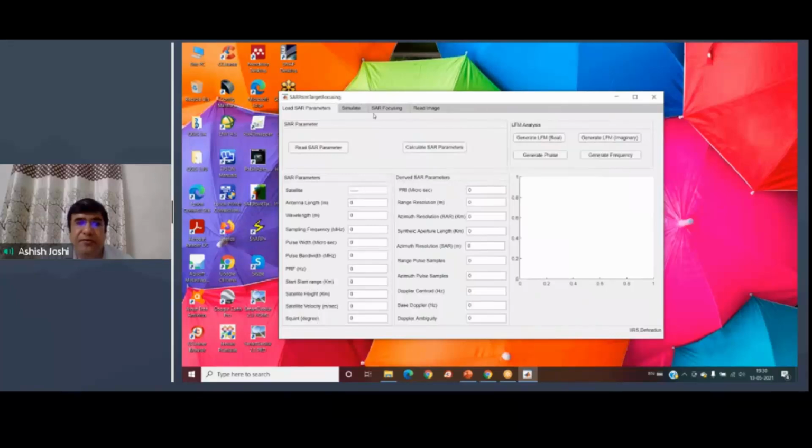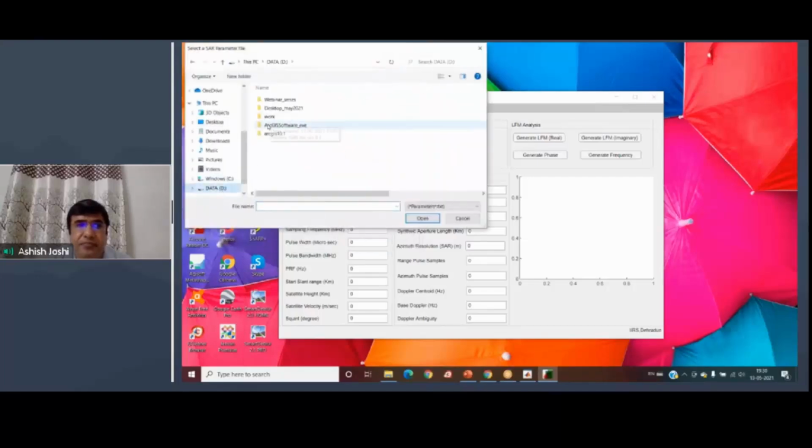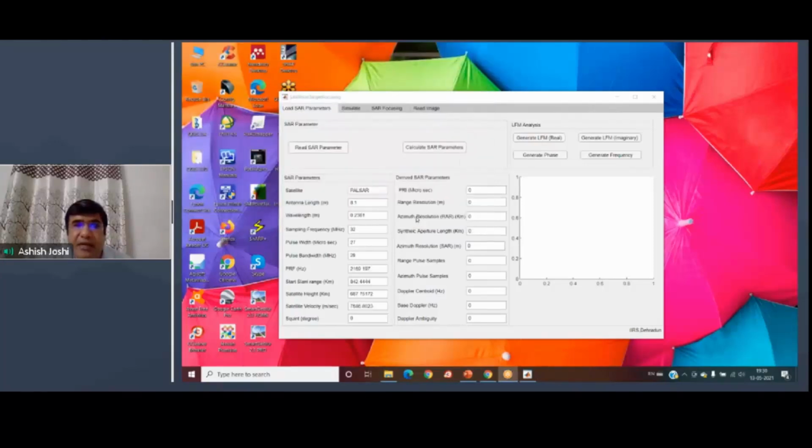First, we have to read some of the SAR parameters. In any SAR processing, we have one image data file and one auxiliary file which contains the SAR parameters. So first we will read some SAR parameters. We will read the PALSAR satellite data parameters.